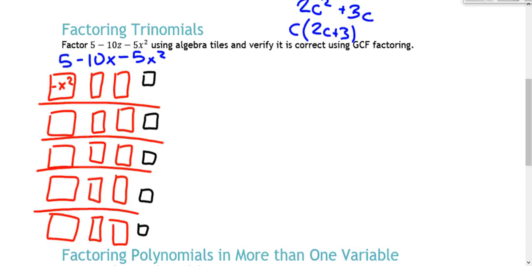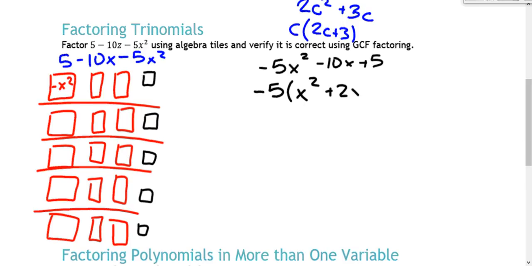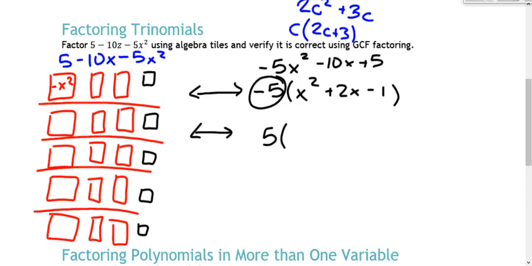Then if I look at GCF factoring, I have negative 5x squared minus 10x plus 5, and I factor out a negative 5. I get x squared plus 2x minus 1. Now that doesn't quite look like what we have over here on the left. And why is that? Well, that's because I took out a negative 5. If I only took out a 5, so we will go like this to make it match, I would have negative x squared minus 2x plus 1. And now we see that it matches.